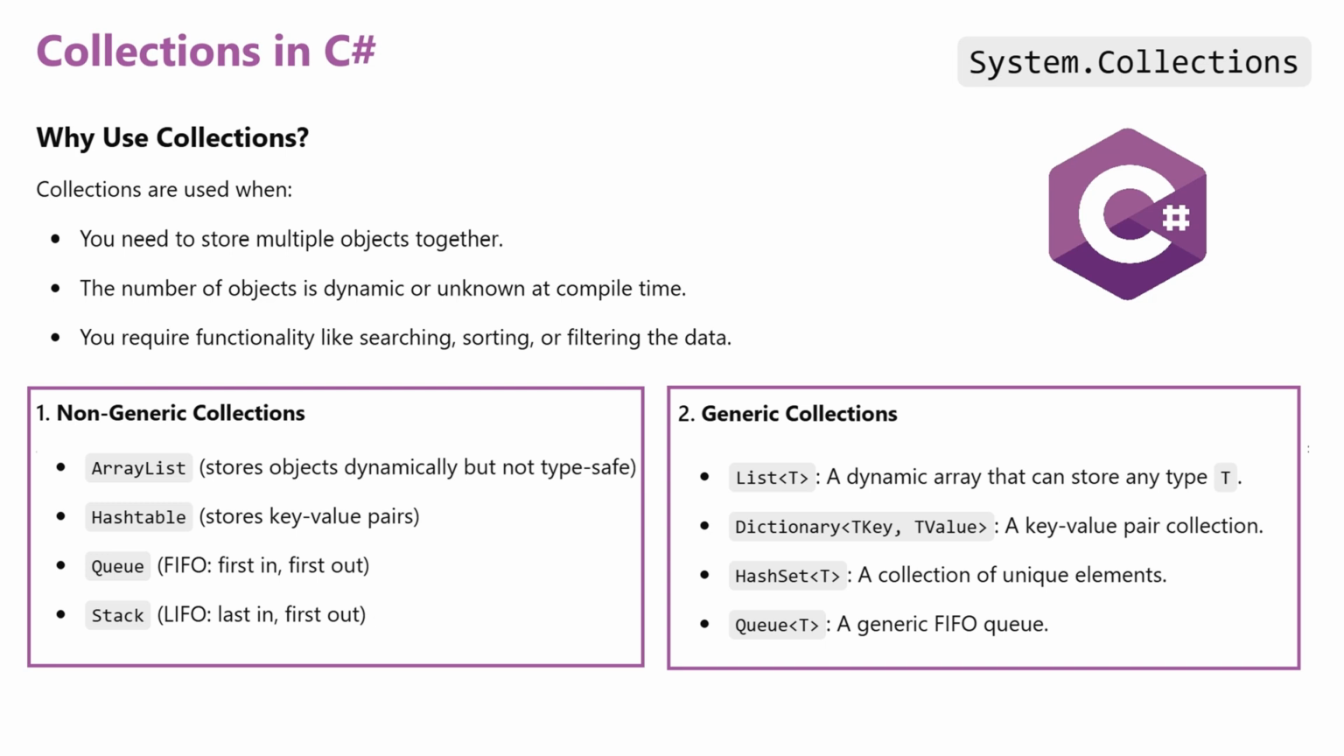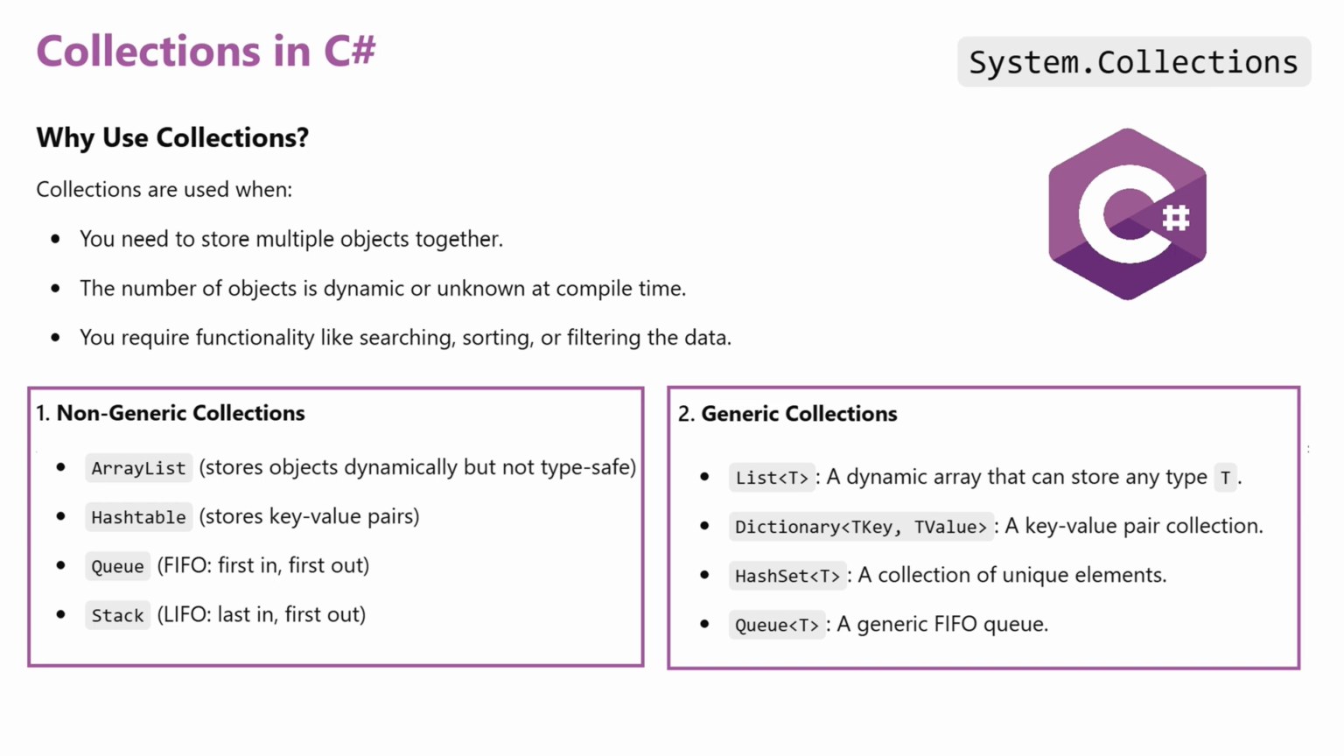In C Sharp, a collection is a data structure used to store, manage, and manipulate groups of objects. Collections are part of the System.Collections namespace and its related namespaces like System.Collections.Generic and System.Collections.Specialized. So, why do we use collections? Collections are needed when you need to store multiple objects together, or the number of objects is dynamic or unknown at compile time, or you require functionality like searching, sorting, or filtering the data.